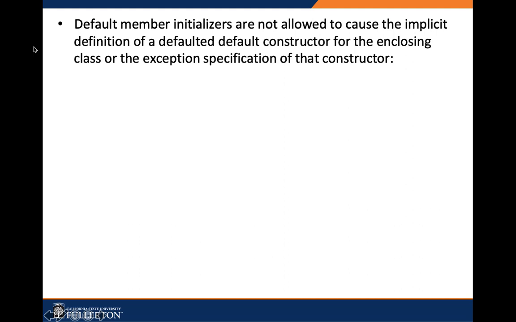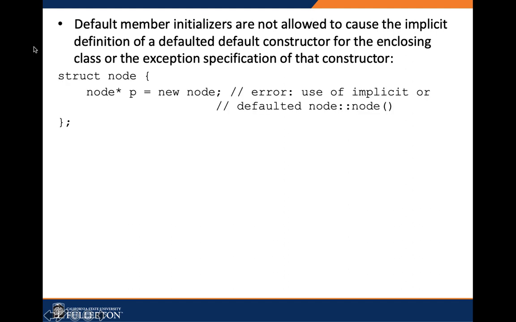The default member initializers are not allowed to cause the implicit definition of a default constructor for the enclosing class or the exception specification of that constructor. So let's say that we have a struct node and we have a data member which is a pointer to a node, and we set it equal new node. This will create an error due to implicit definition of the default constructor of node.